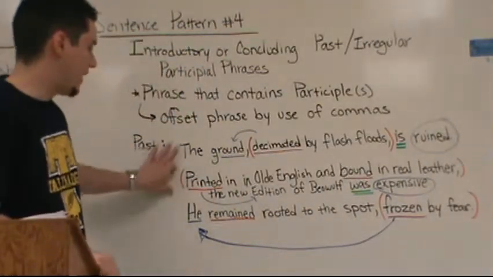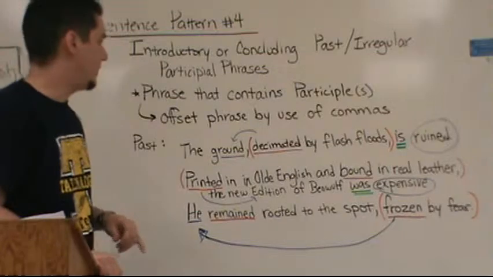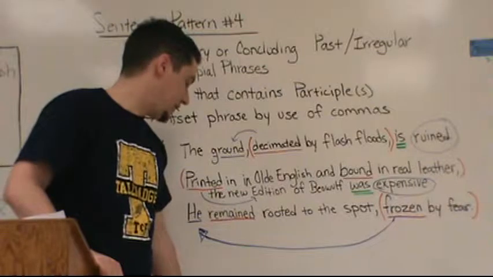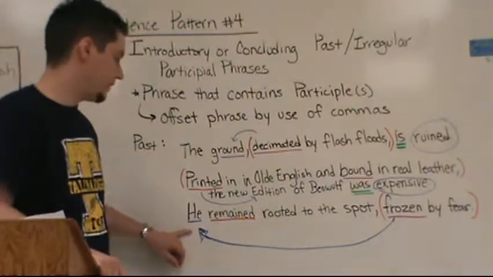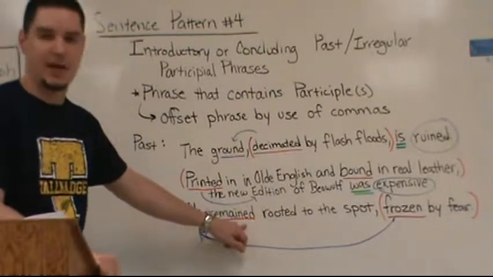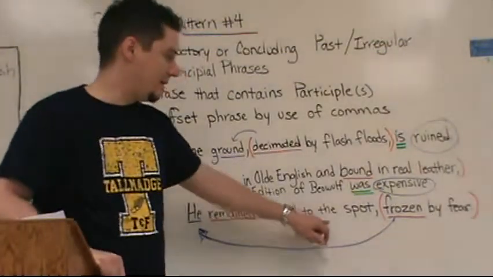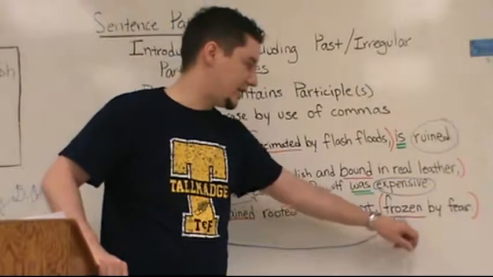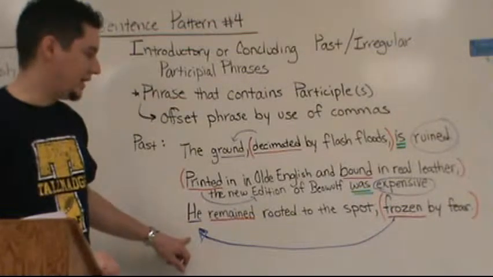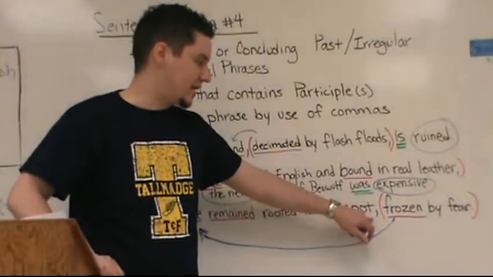Those were how we introduced it. Our last one takes advantage of a concluding past participial phrase. If we look at this one: he remained rooted to the spot, frozen by fear. In this case, he is our subject. Rooted is our past participle, and we've taken the present verb root and made it past. This is describing or modifying he. He remained rooted to the spot, frozen by fear. Again, this is a phrase at the end of the sentence, and it goes all the way back to referring to our subject, he. So we're describing the subject of the sentence, and again, we've offset the sentence pattern with a comma.